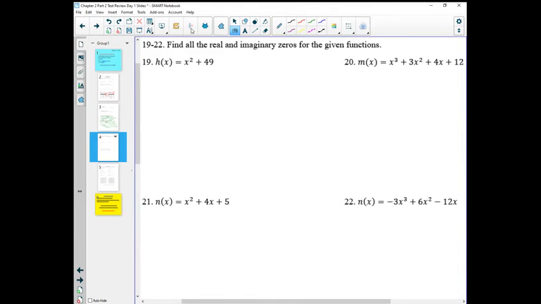On questions 19 through 22, our directions state find all of the real and imaginary zeros for the given functions. This comes from section 2.4, where we studied the fundamental theorem of algebra. And I'm abbreviating that FTA, so that's a lot to write out. Basically, what the fundamental theorem of algebra says is that the degree of a polynomial equals the number of zeros that the polynomial has. So let's go ahead and do 19 first.